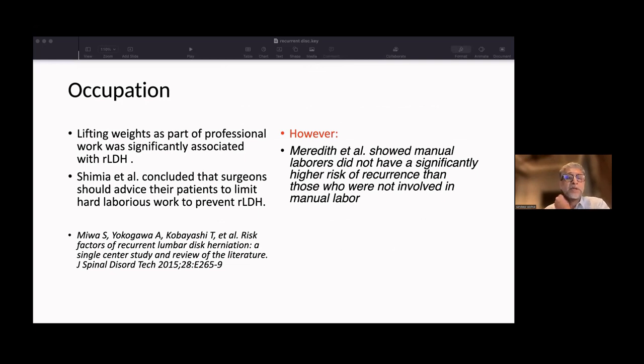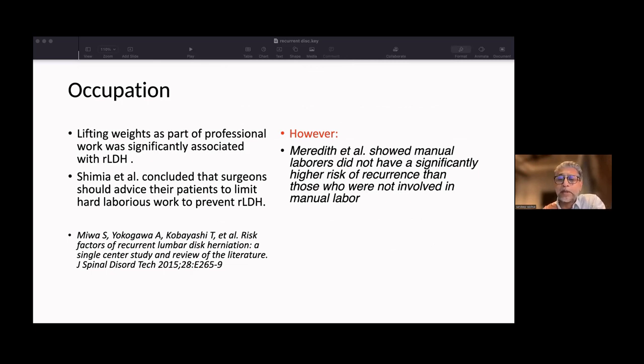Now, as far as occupation is concerned, there were these 2 Japanese papers which mentioned that lifting weights as part of professional work was significantly associated with recurrence. And this another Japanese paper suggested that surgeons should advise their patients to limit hard laborious work to prevent the recurrence of the disc prolapse.